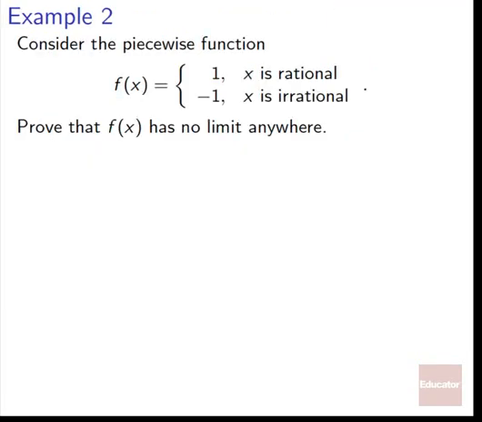Awesome. All right, second example, and there's only going to be 2 of these examples total because they clearly take a little while to get through. Consider the piecewise function f of x equals 1 when x is rational, negative 1 when x is irrational. Prove that f of x has no limit anywhere.